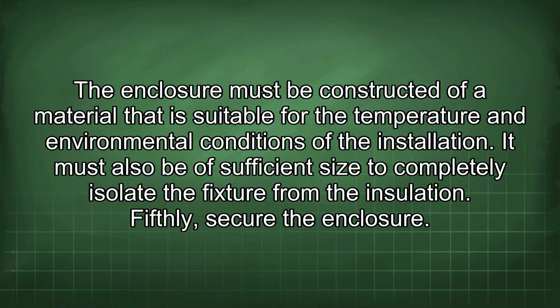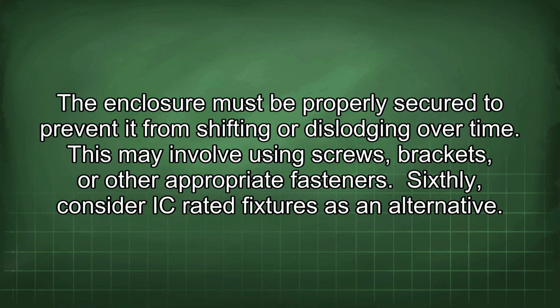The enclosure must be constructed of a material that is suitable for the temperature and environmental conditions of the installation. It must also be of sufficient size to completely isolate the fixture from the insulation. Fifthly, secure the enclosure. The enclosure must be properly secured to prevent it from shifting or dislodging over time. This may involve using screws, brackets, or other appropriate fasteners.